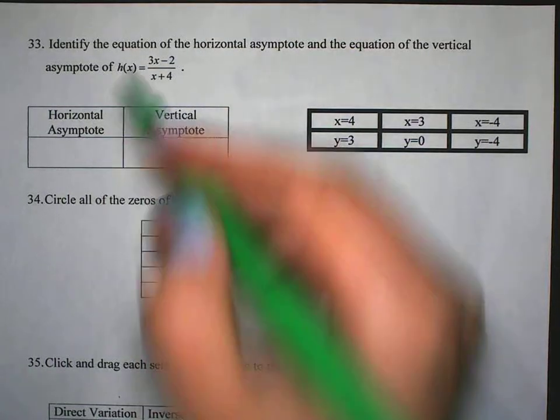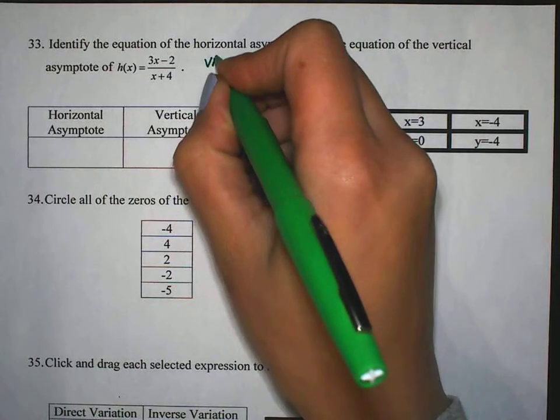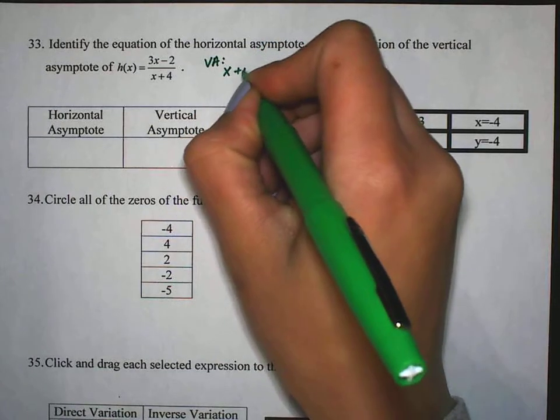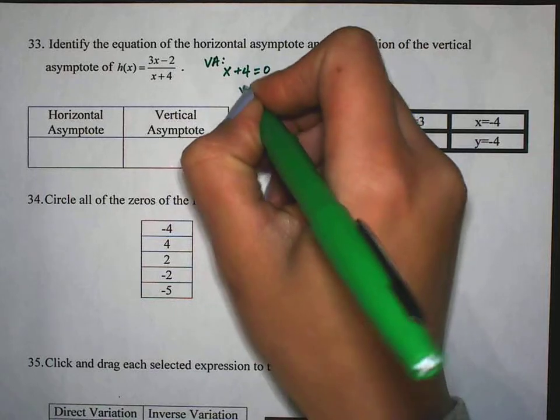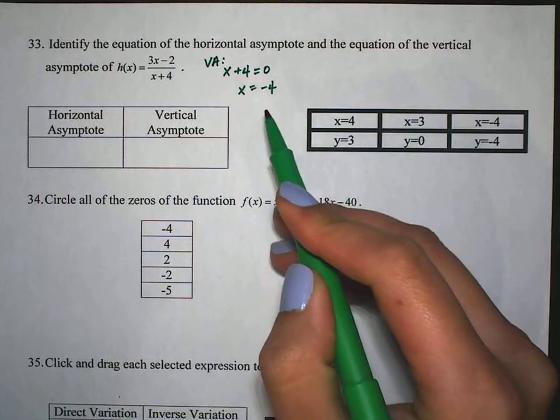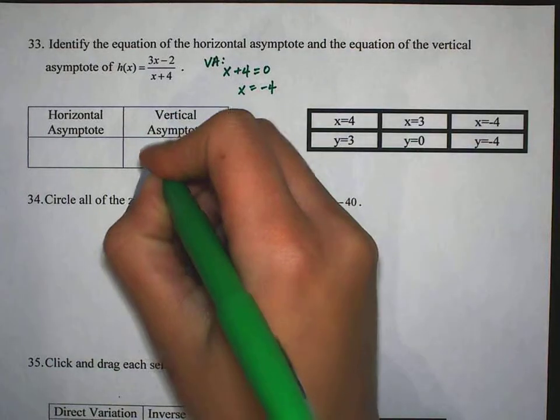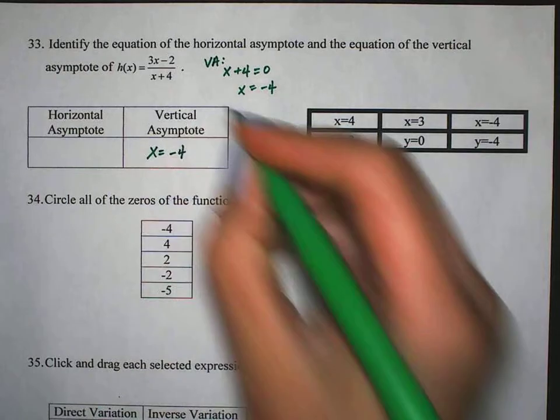With the vertical asymptote, okay, we just set the bottom equal to 0. Solve for x, and there it is. So is x equals -4 one of my choices? Yeah. So I'm going to put x equals -4.